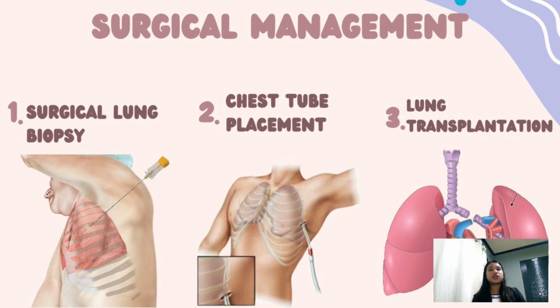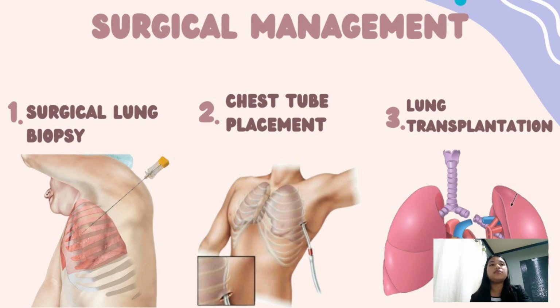So, first, we have the surgical lung biopsy. So, what is this surgical lung biopsy? It is a procedure in which tissue samples are taken with a special needle to determine if cancer or other abnormal cells are present. Another one, we also have the chest tube placement.